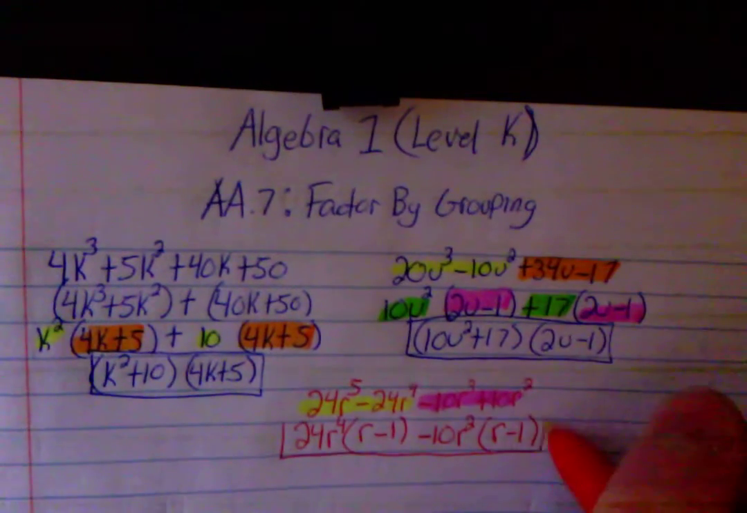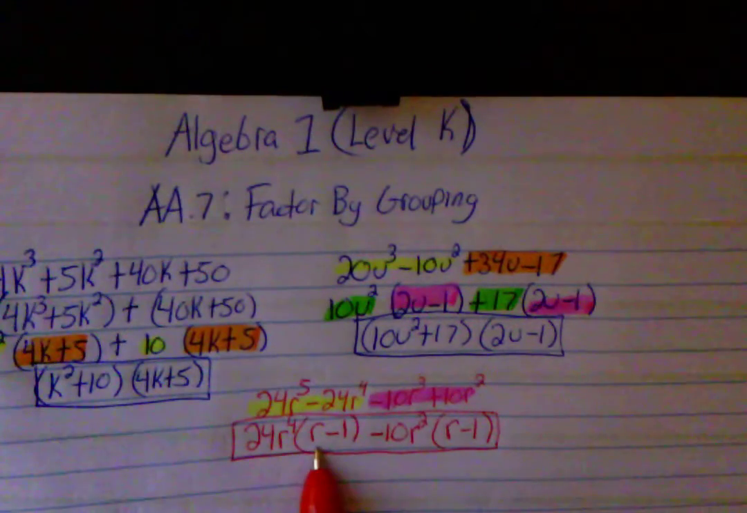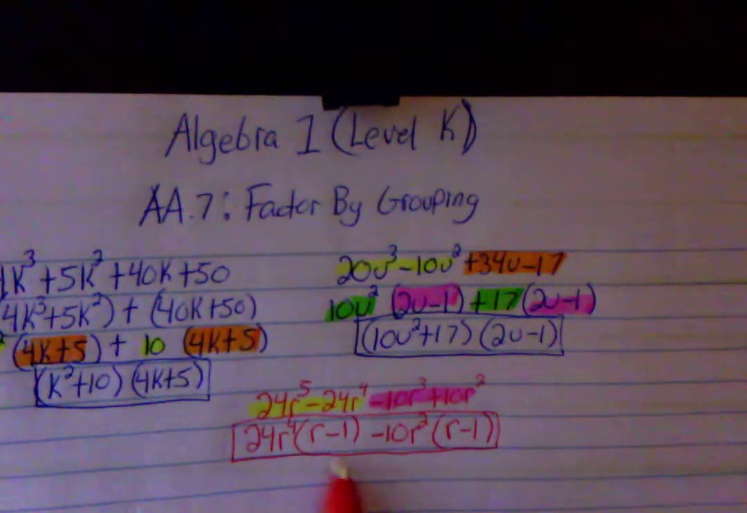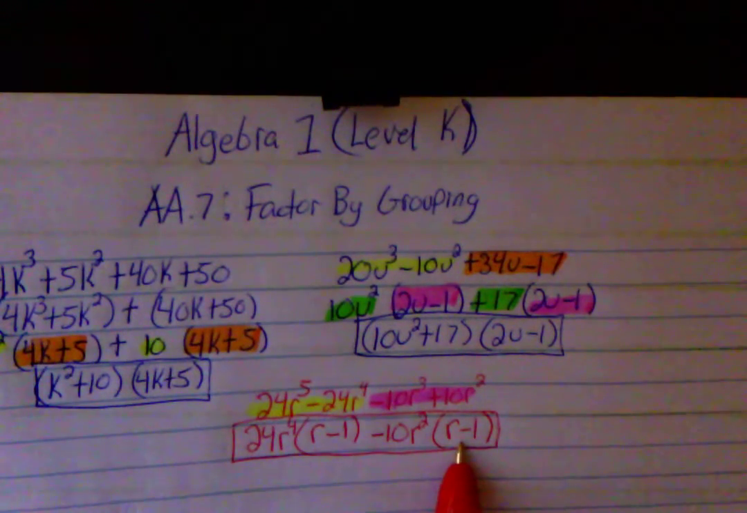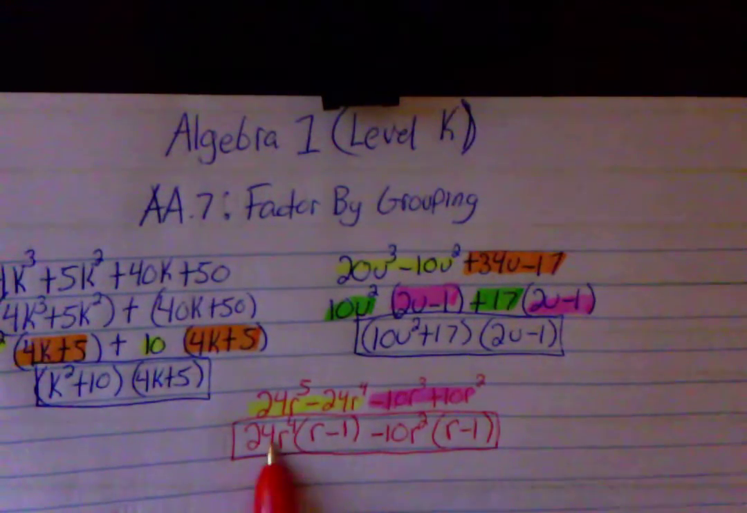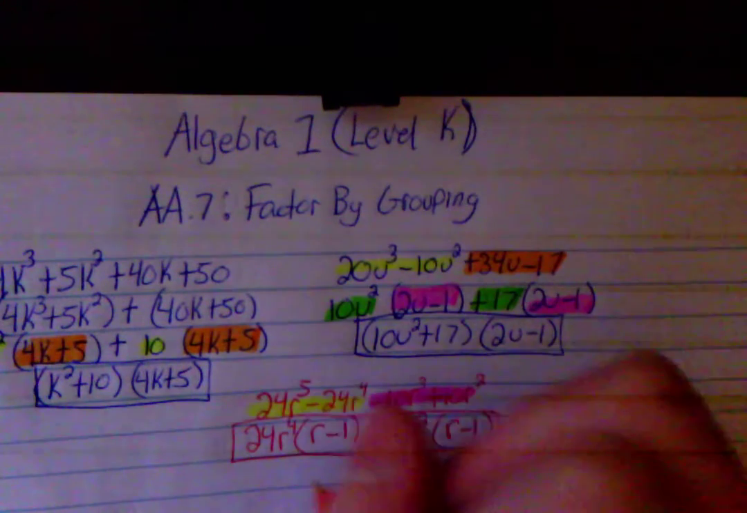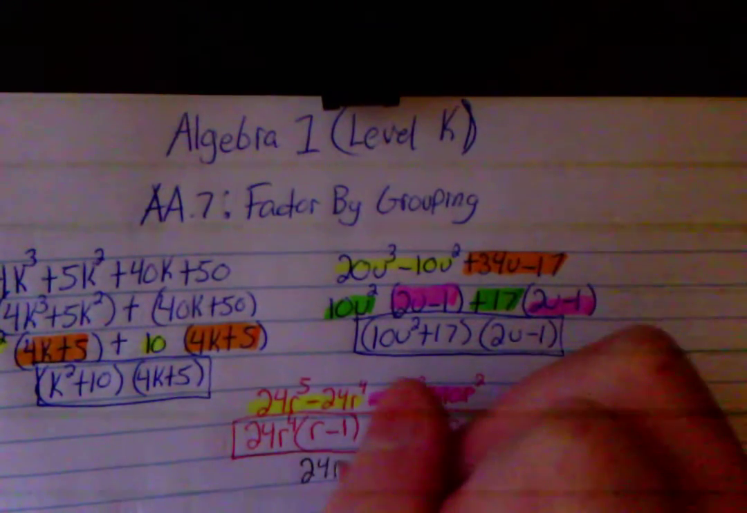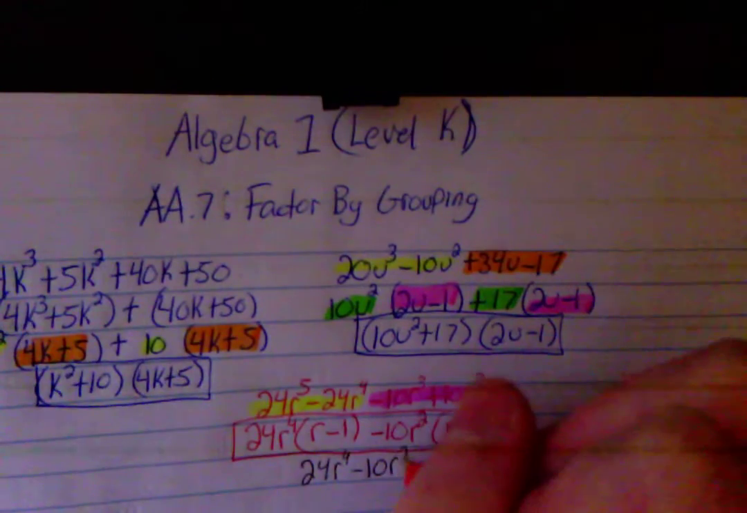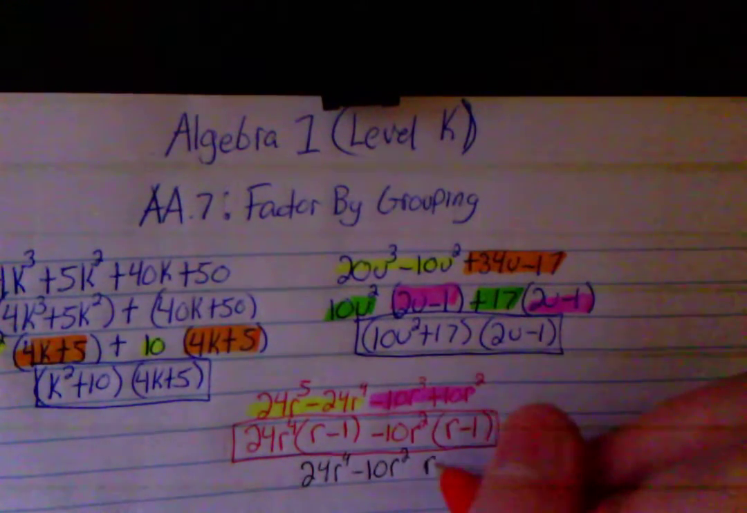So that is the final answer. We have, oh sorry, it's not the final answer. Got a little excited there. We have r minus 1 and r minus 1 in parentheses. What did I do wrong? Well, I didn't combine my greatest common factors. That's what I didn't do. So our actual answer is 24r to the 4th minus 10r squared, r minus 1.